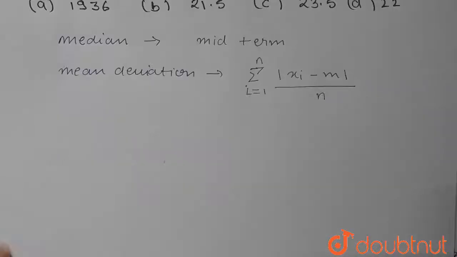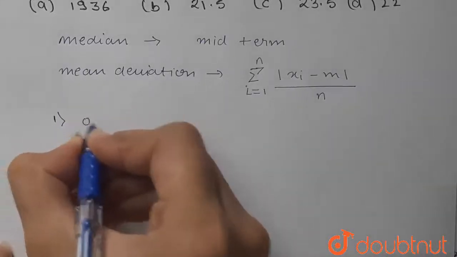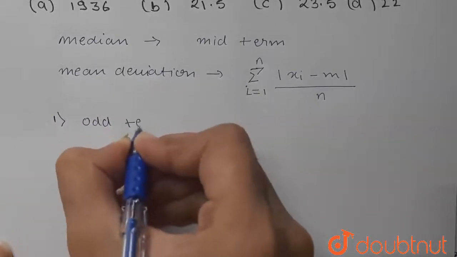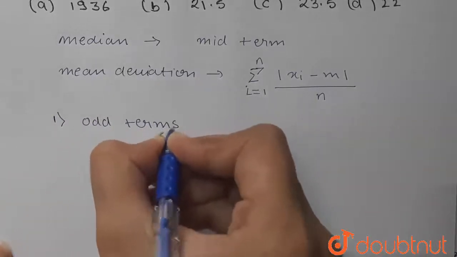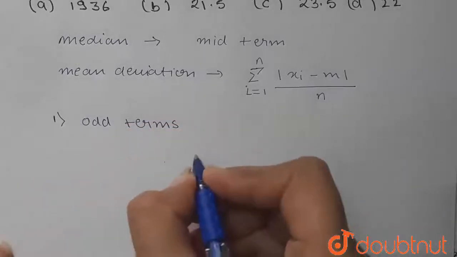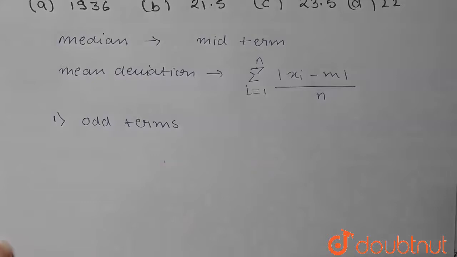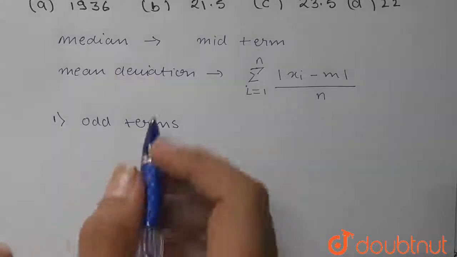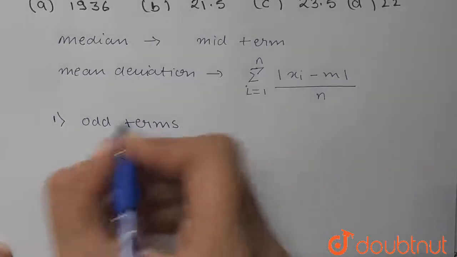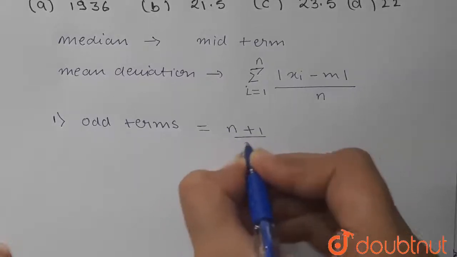Now we have two cases in the number of terms. In the first case, we have odd terms. If we have an odd number of terms, how do we calculate the midterm? If I have 1, 2, 3, the midterm is the middle term. The formula for calculating the midterm in odd number of terms is equal to (n plus 1) by 2.